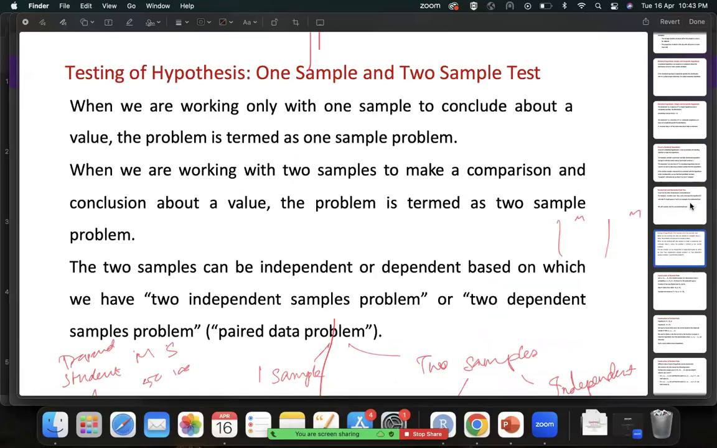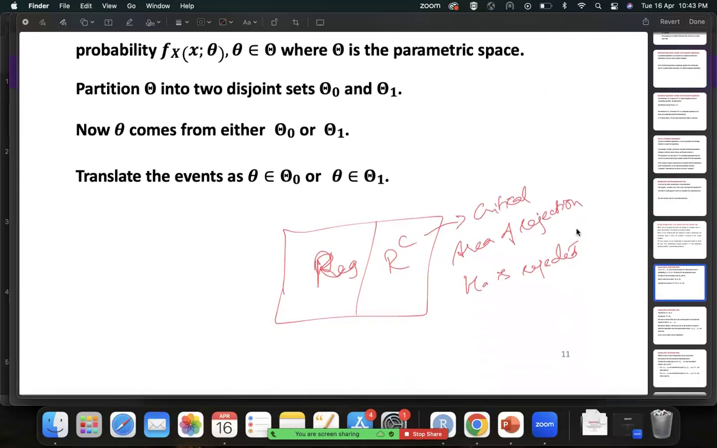I hope you can see the correct slides. Yeah, some technical problem here.